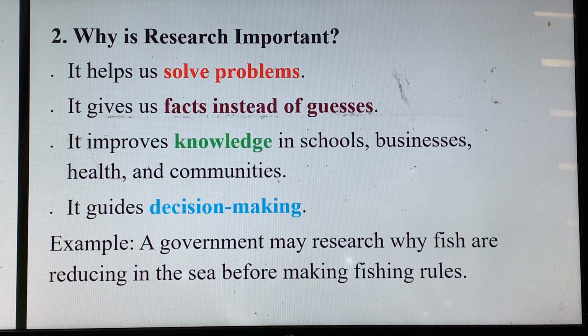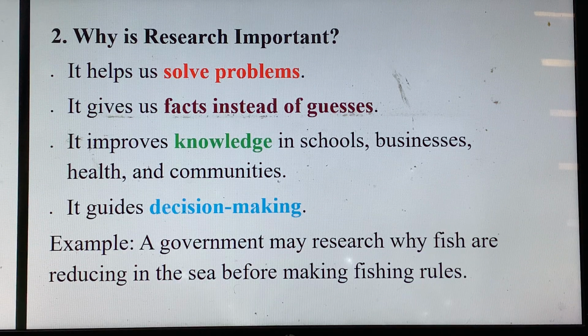Two, it gives you facts. So if you want to understand why Ghanaians like football, you have to embark on research. The study data, after analyzing it, will give you the reasons Ghanaians like football, so you won't guess. Research also improves knowledge in schools, business, health, and communities. The more you ask questions about certain things and you receive answers, the more you are being equipped with knowledge, whether in school, business, health, or communities.